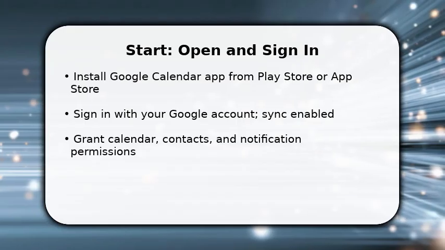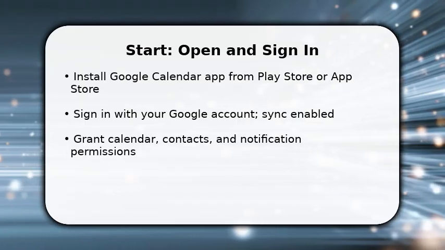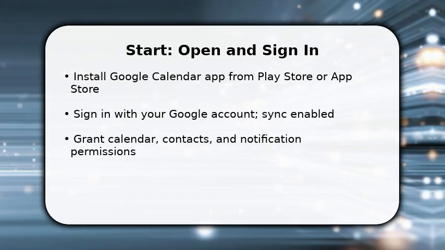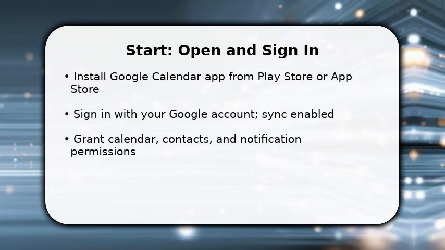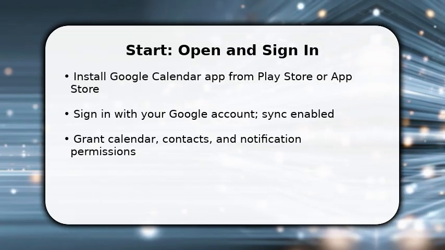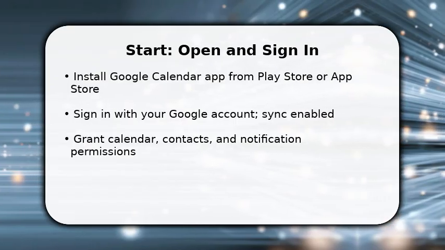You're going to open the Google Calendar app and sign in now. Tap the app, choose your Google account, and allow sync so events flow into your phone. Once signed in, make sure calendar, contacts, and notification permissions are granted. This lets reminders and attendees work correctly.